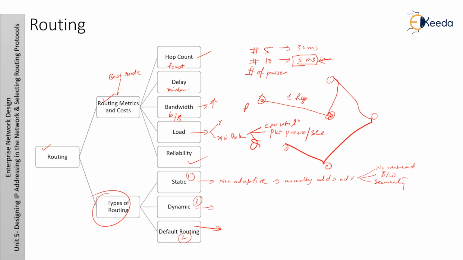Now come to dynamic routing. It is known as adaptive routing. It is a technique in which the router adds a new route in the routing table for each packet in response to a change in the condition or topology. So it is responsive to change also. Whenever the topology is changing, it will automatically add the route.